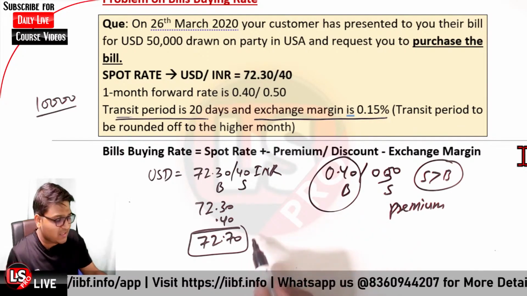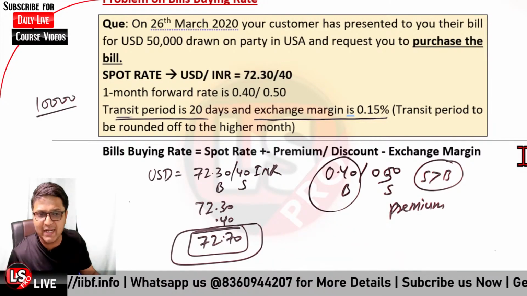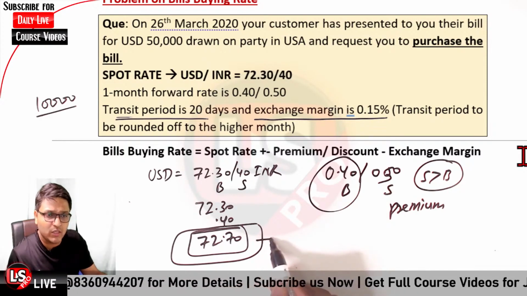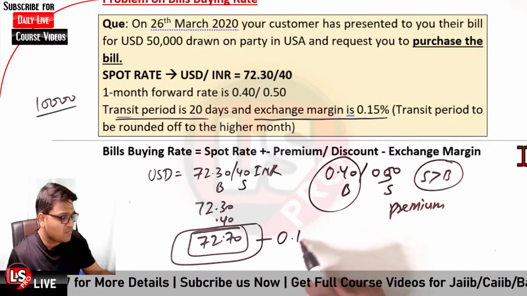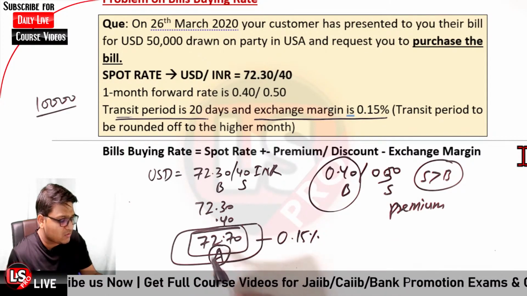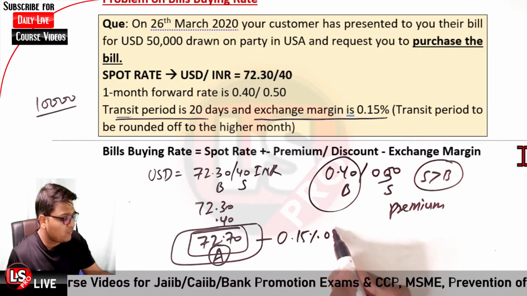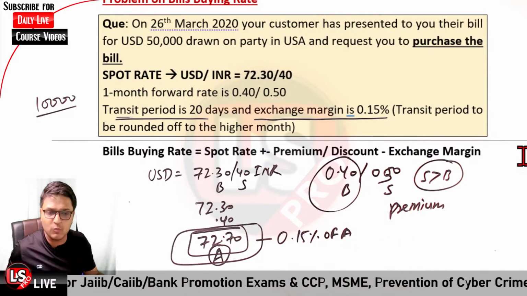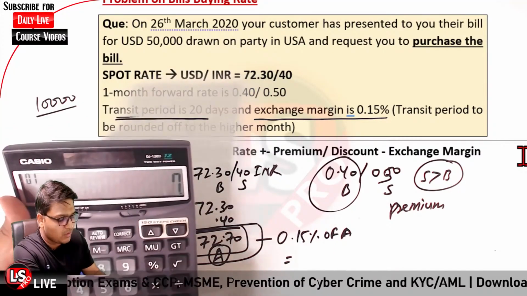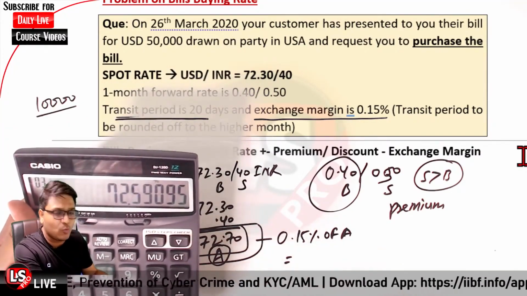forward rate. So in this case, we calculated the forward rate by adding or subtracting the forward points. So it is 72.70, and you now need to subtract the exchange margin, that is 0.15%. So if we consider 72.70 as A, it will be 0.15% of A. And what would be the price? It would be 72.7 minus 0.15%, that is 72.59.